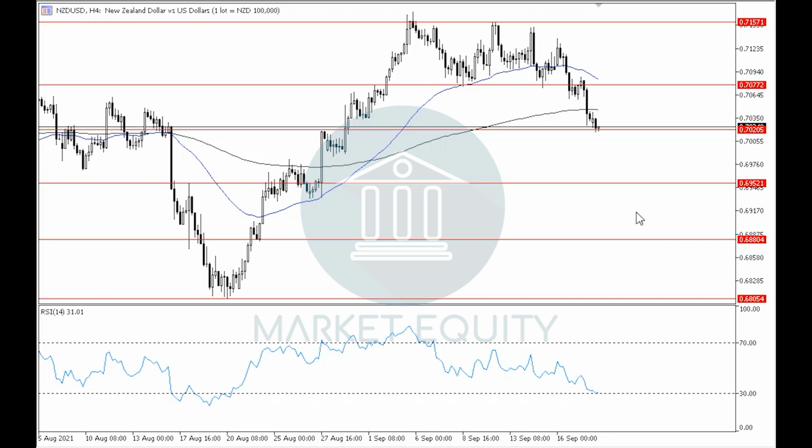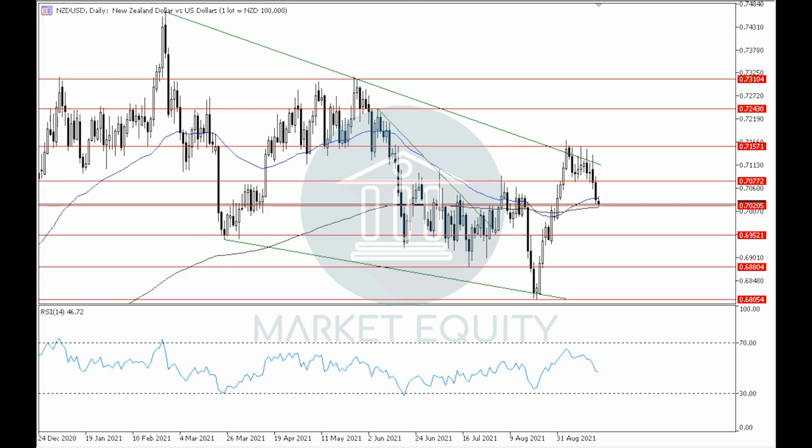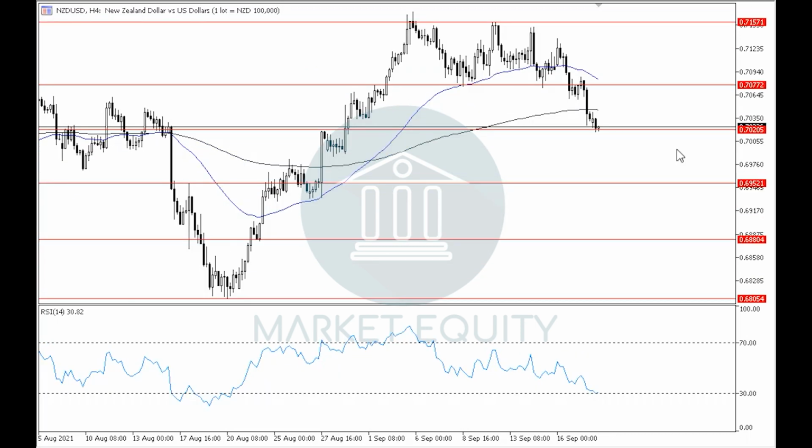Let's begin with the New Zealand dollar versus the US dollar, where in the previous videos we said that we were waiting for it to break down through level 0.7075 in order to continue to target around level 0.7020, then 0.6950 to continue the downtrend in the 4-hour time frame as well as the daily time frame. And we were also waiting for it to form a new higher low around these levels in order to support the probability of building a new uptrend in the 4-hour time frame or the daily time frame.